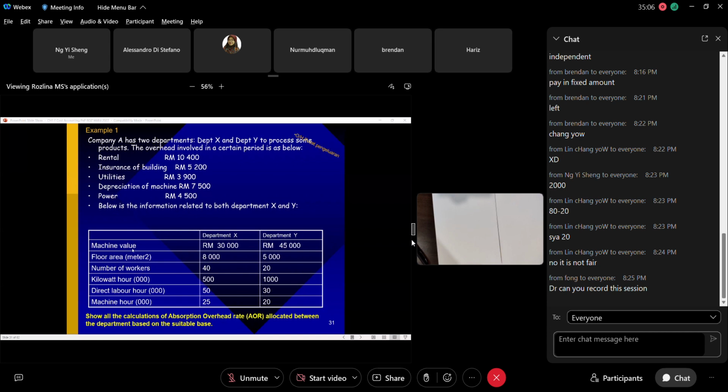Okay, we have machine value. This is the basis lah, and this is the basis. So we have Department X and Department Y. This is the portion, and for Department X, the portion is here, based on the machine value. Okay, Department Y, this is the portion based on the machine value. And the others lah. Show all the calculations of AOR, absorption overhead rate, allocated between the departments based on the suitable base. Okay, so I stop here.